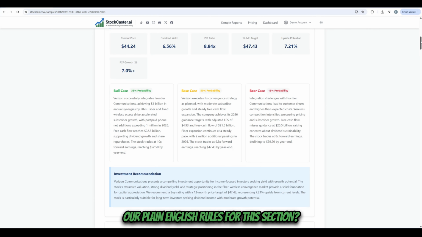Our plain English rules for this section: if you're an investor, focus on yield, valuation, guidance, and the thesis. If you're a trader, focus on target price, support, resistance level, and the risk score.